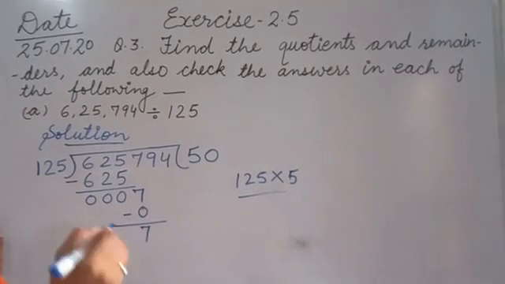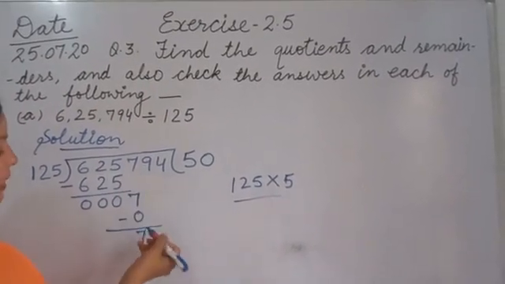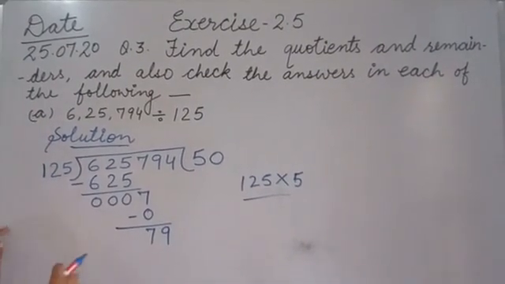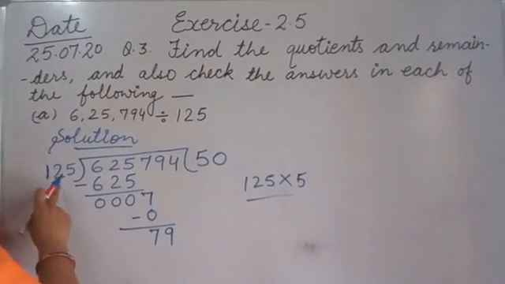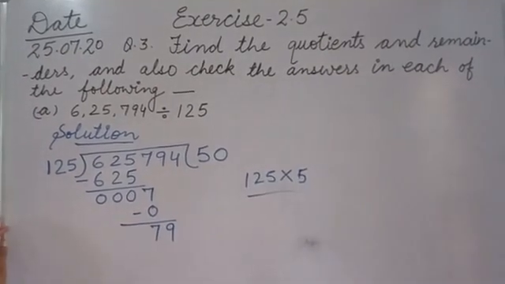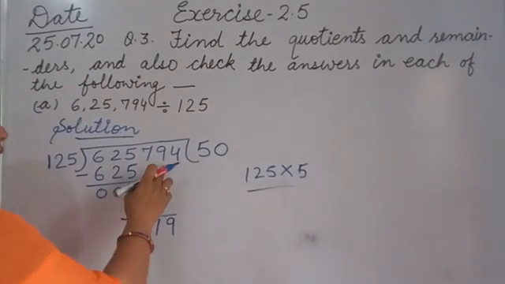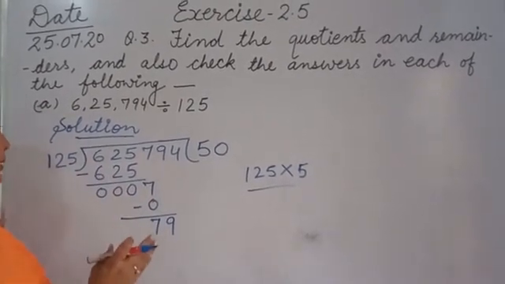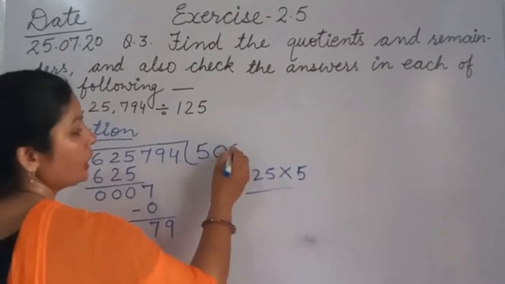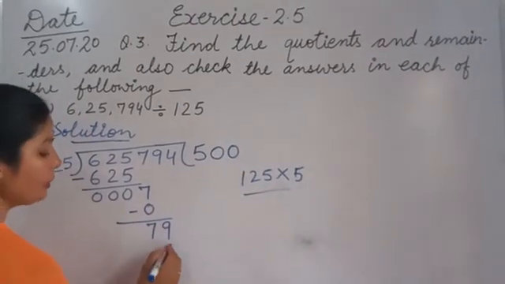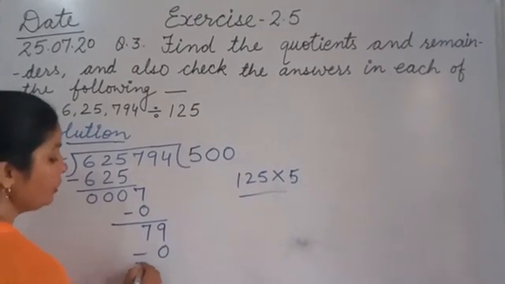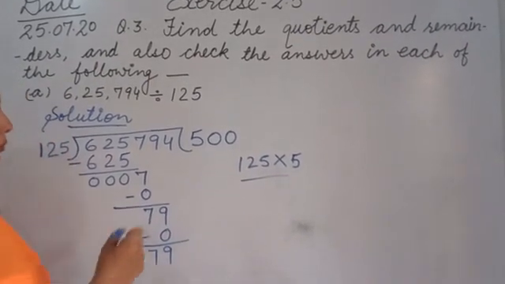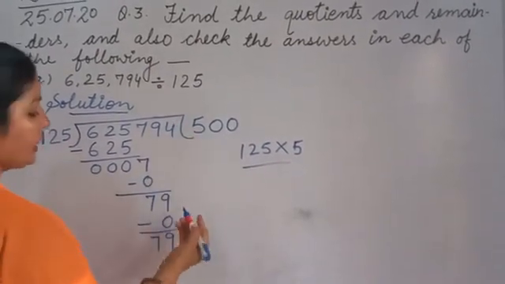Now we note down the next digit. Next is what? 9. Now it becomes 79. Again 79 is smaller than 125. So again we will take on 0. Whenever we are noting down a digit from upside, we have to definitely divide. So now 125 zeros are 0. Again we will take on 0. And now 9 minus 0, 9, and there is 7. And then the next digit, next is 4.